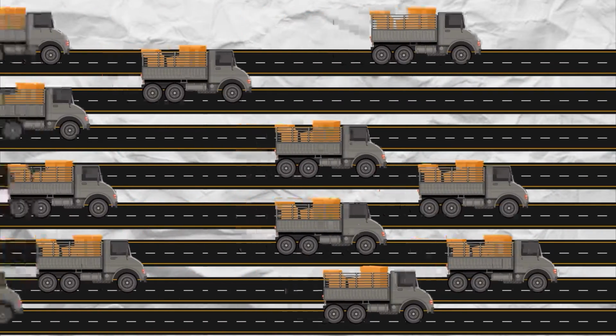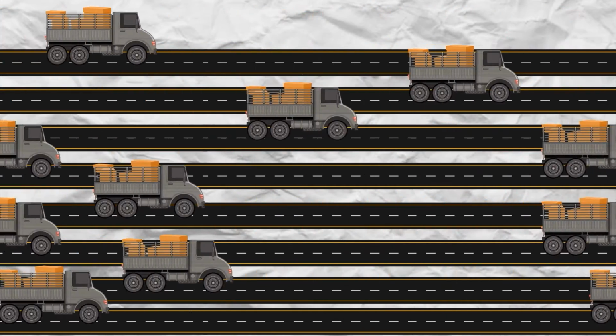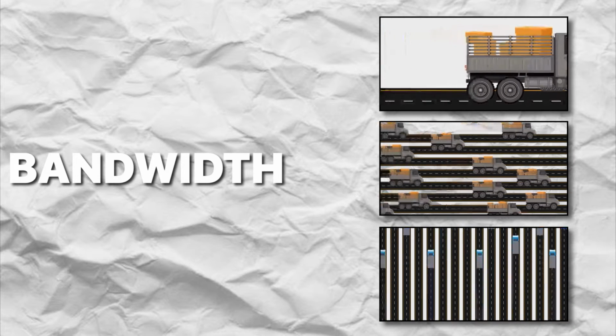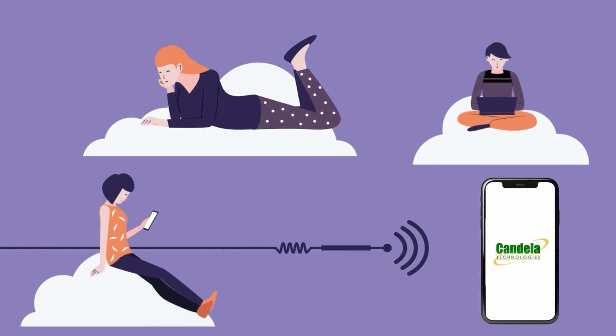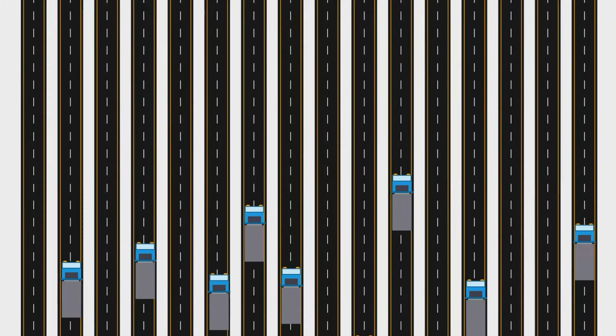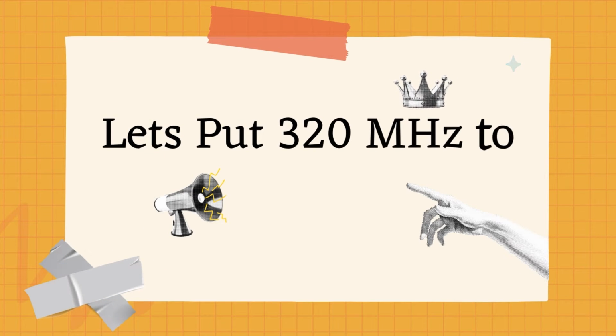What if there is an 8-lane road? Then it is going to send so many trucks that most of the packets in the heap will be sent within a short amount of time. So for understanding, we can assume bandwidth as the number of lanes on the road. As the bandwidth increases, more data can be propagated between the transmitter and the receiver. What if there is a 16-lane road and a very big heap of packets to get transmitted? This kind of situation can be related to 320 MHz. So when 320 MHz comes into the picture, there is a lot of scope for the data to get transmitted with ease. So let's put 320 MHz to the test.